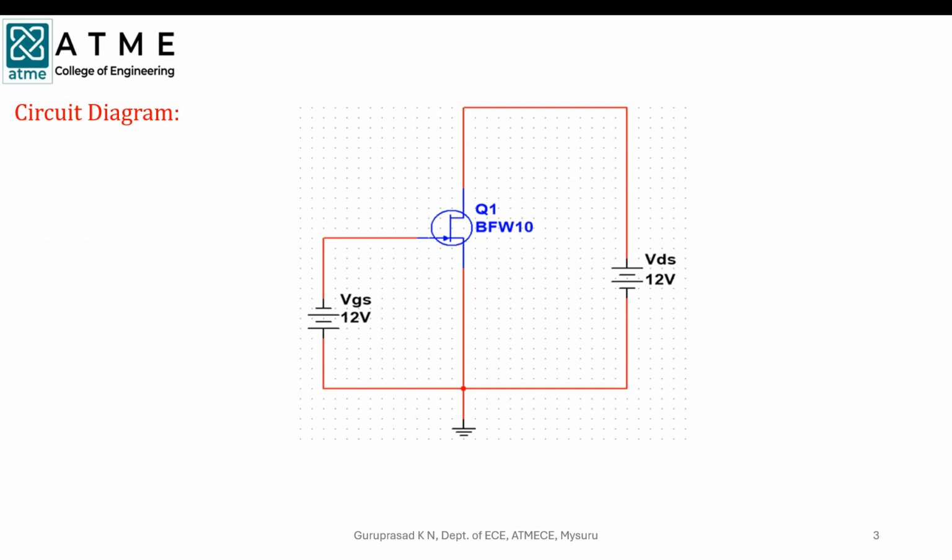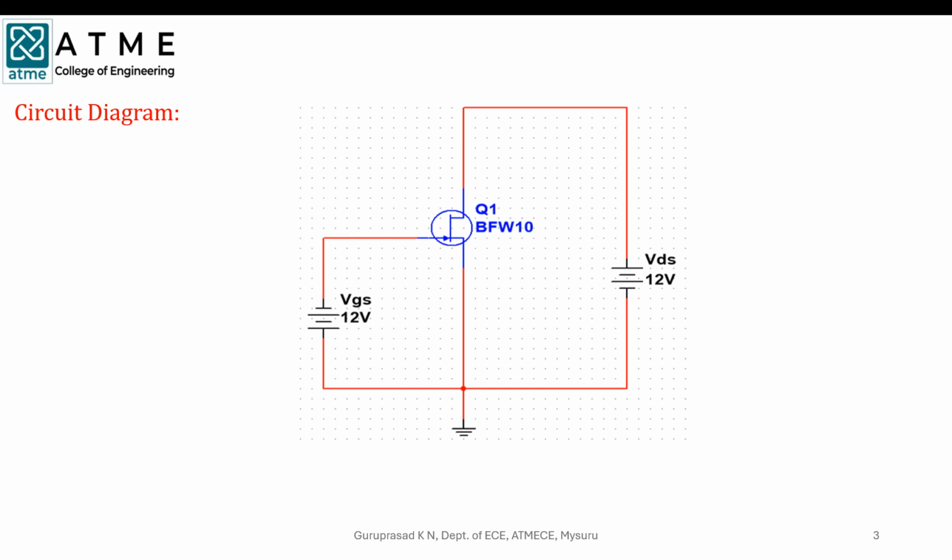This is the circuit diagram, and here we can see I have chosen BFW10, a JFET, and two power supplies. The first power supply I name VGS, and the second one is VDS. VGS means gate to source voltage. This terminal is gate, this one is drain and this one is source. The voltage between gate and source is VGS, and between drain and source is VDS. The output current is ID, the drain current.